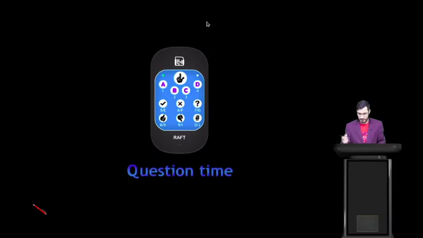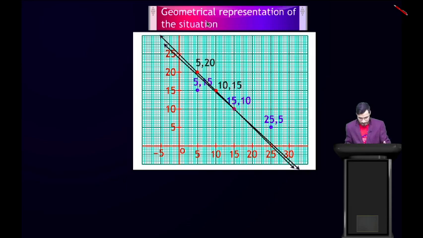Let's move to another part. Now here is the geometrical representation of the situation. You can see here the lines are overlapping. Okay, so how many solutions are there right now? Can you tell me how many solutions there are? Yes, both the lines are overlapping each other, you can see.